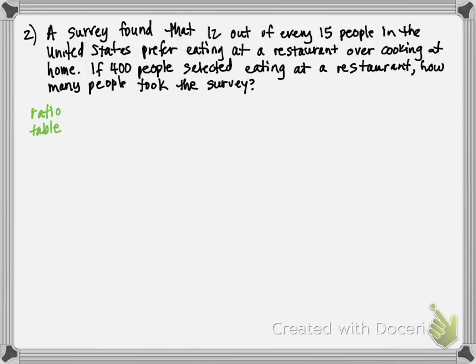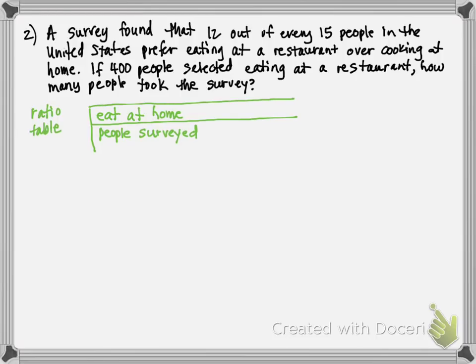Okay, so we're going to have eat at home versus people surveyed. So that's going to be everyone. And the top one is the part. It's like part versus whole. So we know there's 12 people out of 15 surveyed prefer to eat at home.